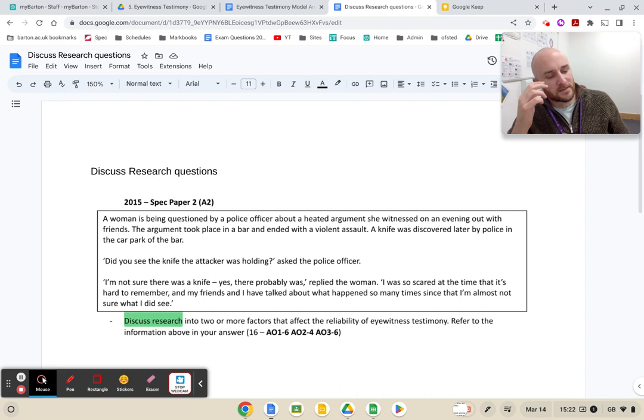Now, with this discuss research question, students are notoriously not great at it. Essentially what you need to do is talk, briefly, about pieces of research within this field and link it to the theory. You're talking about theory and research here. For example, I would want to talk about the theory of leading questions, but then also make a brief link to Loftus and Palmer.